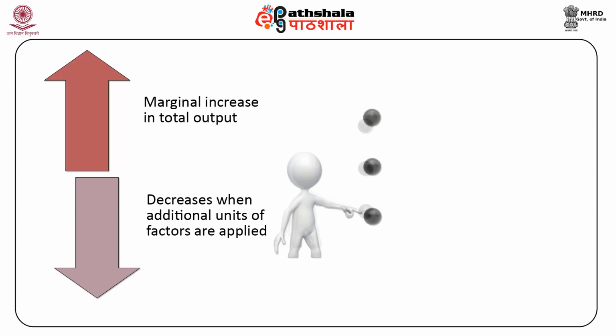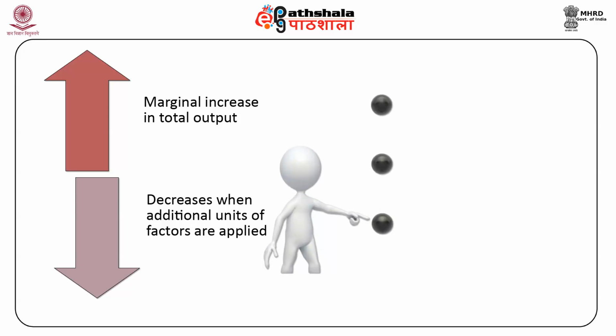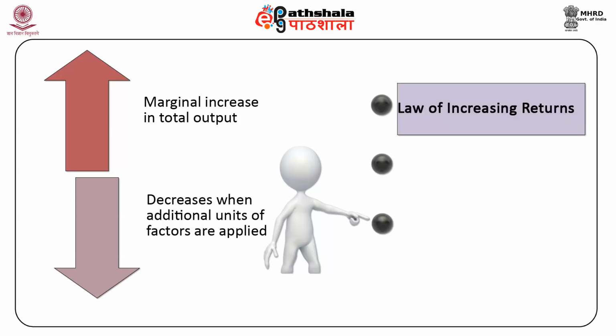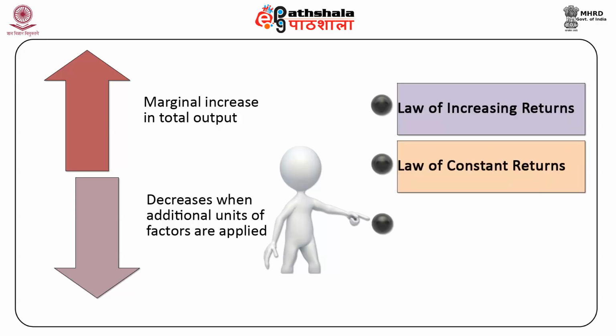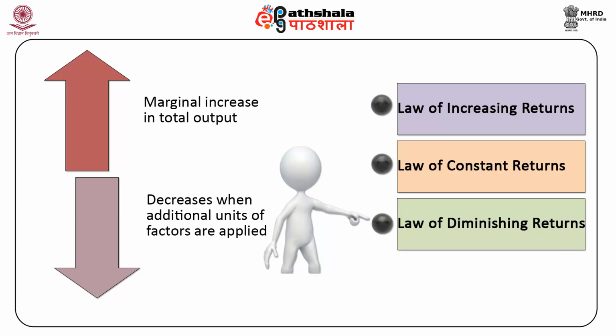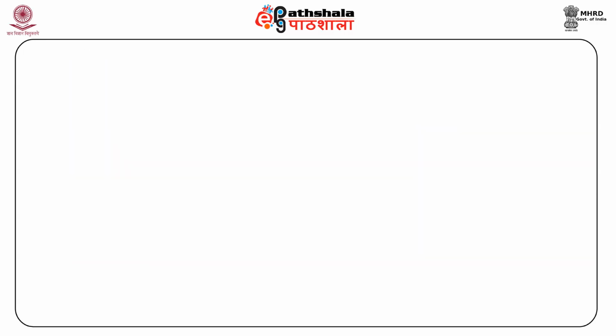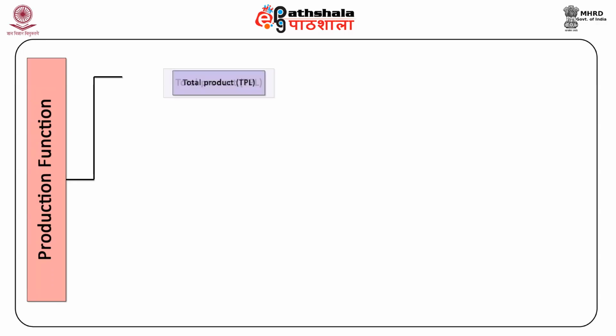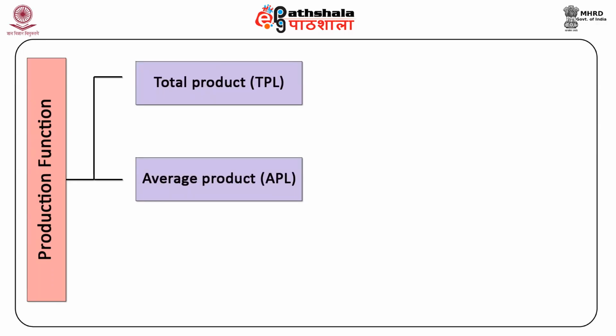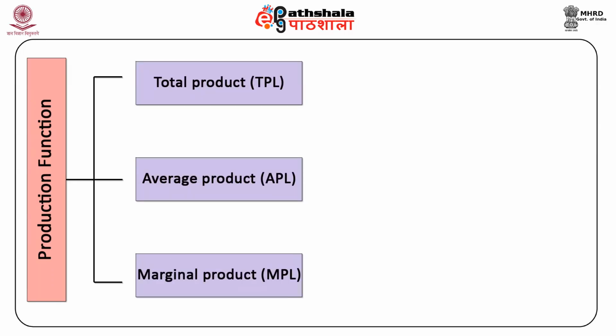Accordingly, there are three laws of returns to variable inputs. First, the law of increasing returns. Second, the law of constant returns. And third, the law of diminishing returns. In order to understand this law, it is important to understand a few concepts first. The production function is measured by total product, average product, and marginal product.